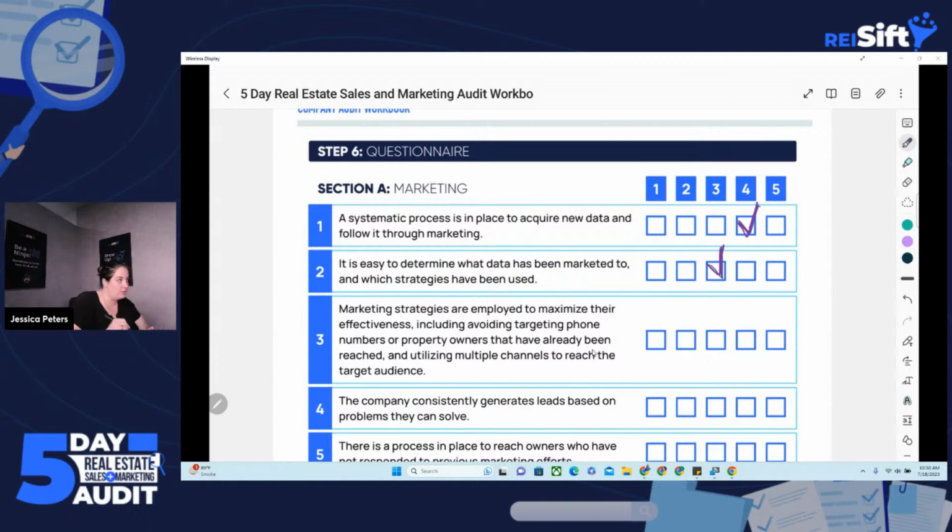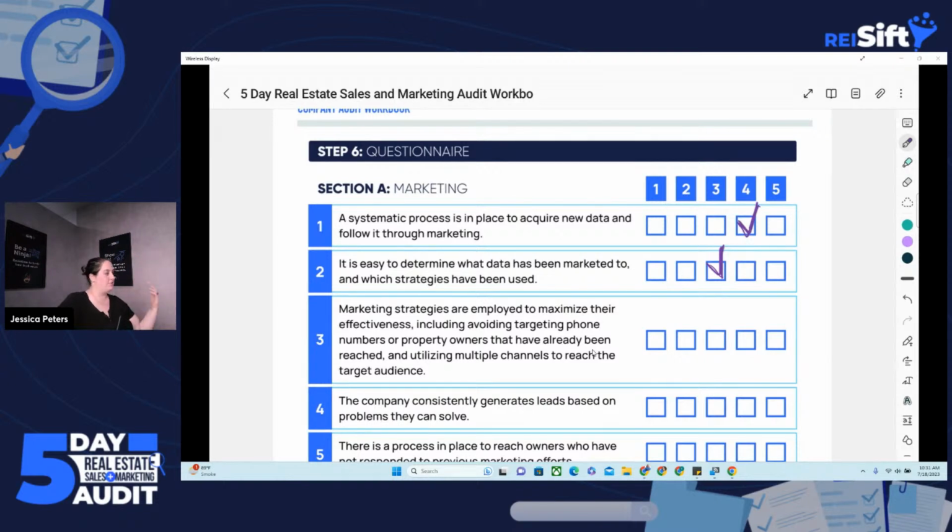All right, so number 3 is the one I'm going to have you vote on. So get ready to type in your numbers. Marketing strategies are employed to maximize effectiveness, including avoiding targeting phone numbers or property owners that have already been reached. So let's talk about that before. That means you're really tracking phone numbers. So you're keeping the intelligence and clarity in your data to know I already have a correct number or a wrong number or a dead number for these property owners. And so, for example, if you already have a correct number, you're not wasting time sending that property to the dialer again and not knowing you already had a correct number.